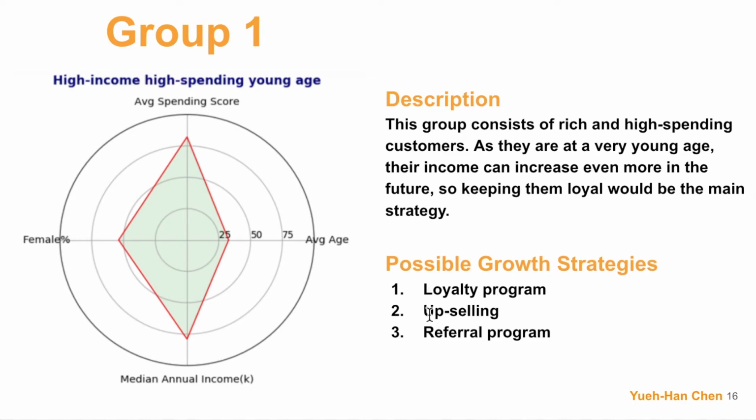For the second one, upselling. As they have the ability to spend money, we can also try to sell more high-end brands or new products that they don't know they need so that we can increase their lifetime value. And lastly, I list the referral program. Since they had spent a lot on our mall, I assume they really enjoy their shopping experience at our mall. So asking them to refer their friends to our mall might be a good idea. Besides, their friends might also be rich and high spending.